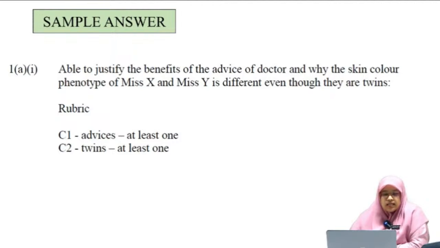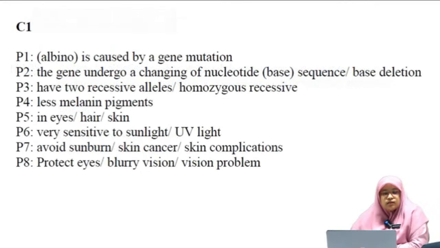For the rubric, C1 for advice, you need at least 1 point, and for twins, at least 1 point. For advice, there are 8 categories in C1, and you can write down the answer. P1, you can say about albino. What is albino? Albino is caused by gene mutation. What does gene mutation mean for albino? The gene undergoes a change in nucleotide base sequence or base deletion. As we know, albino is caused by base deletion or gene mutation.